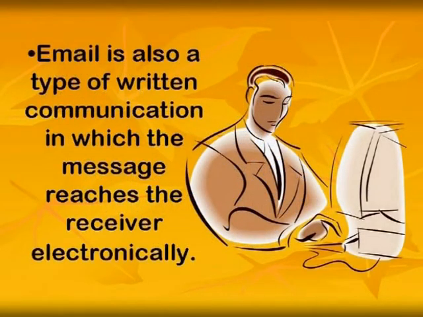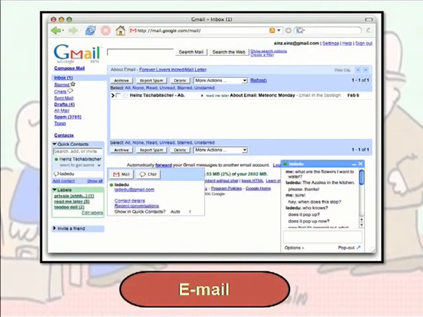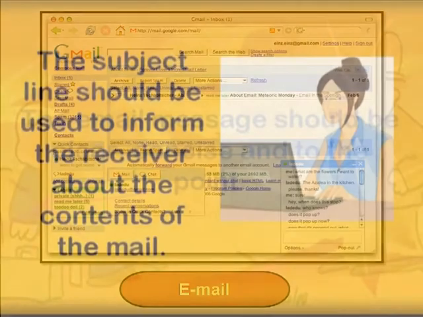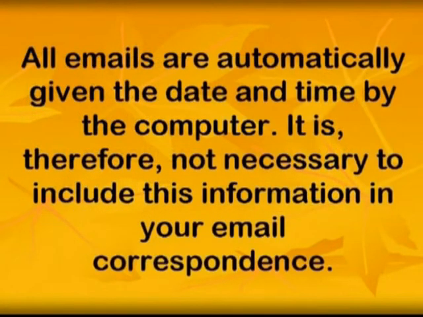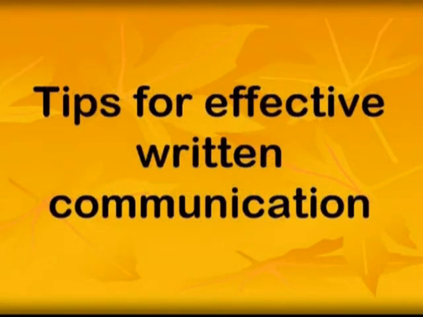Email. Email is also a type of written communication in which the message reaches the receiver electronically. The email message should be clear, concise, and to the point. The subject line should be used to inform the receiver about the contents of the mail. All emails are automatically given the date and time by the computer. It is therefore not necessary to include this information in your email correspondence.